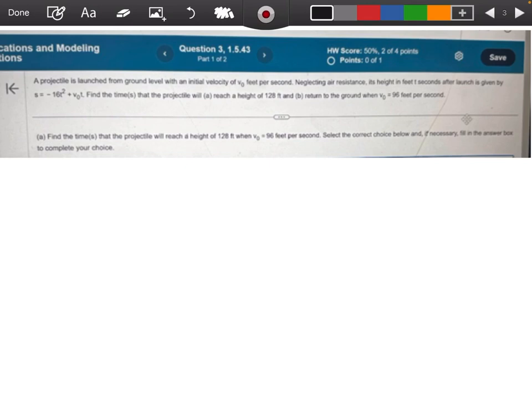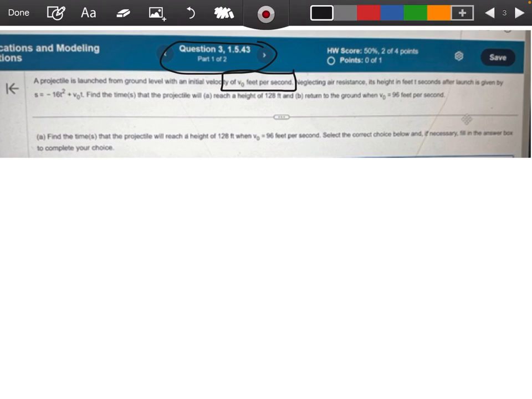All right, so y'all, this is a question out of the homework. This is question number 3 out of 1.5. And it says a projectile is launched from the ground level with an initial velocity v0 feet per second. Okay, so I'm going to keep that in mind.